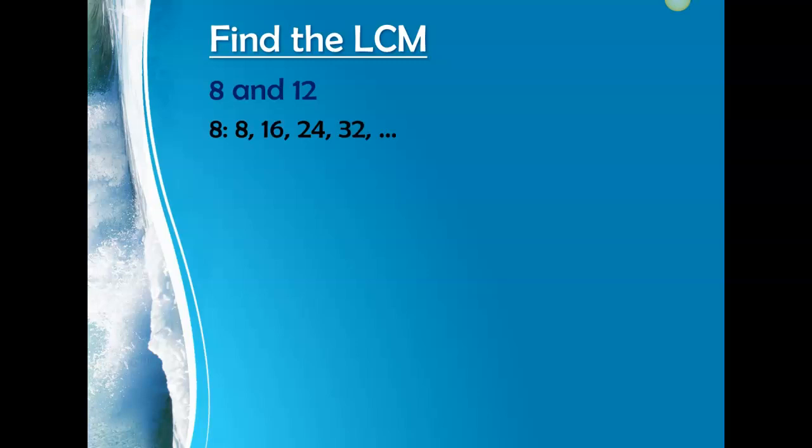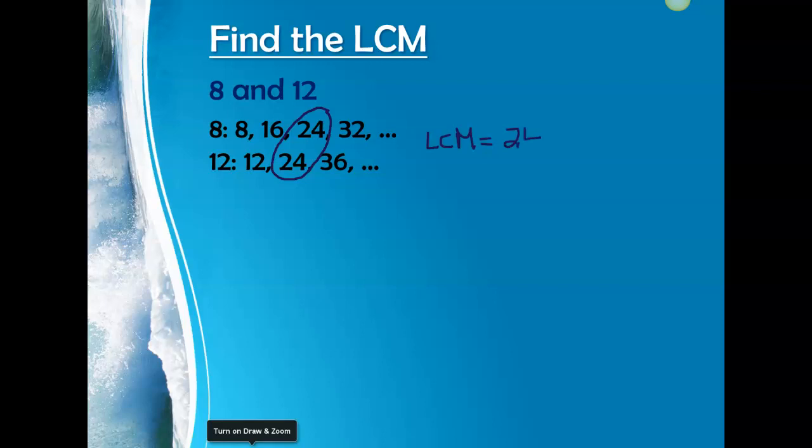Using the make a list method, we can pretty quickly find that the LCM is 24. That is the smallest multiple that both 8 and 12 share. Let's also do the factor ladder.